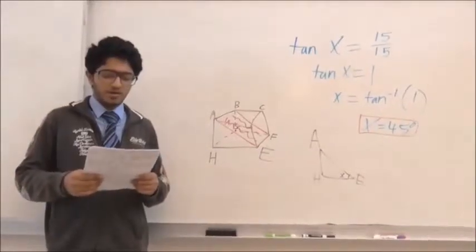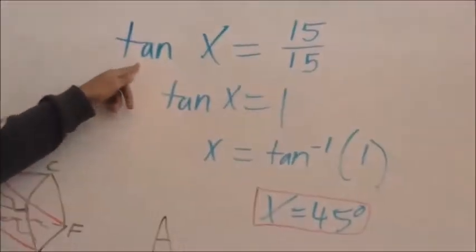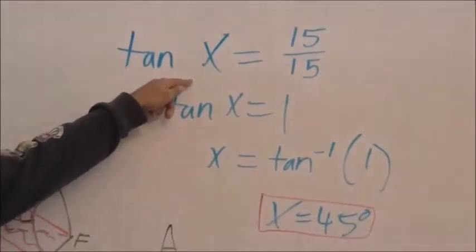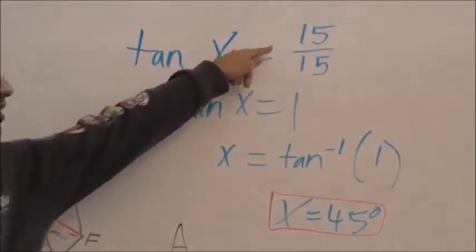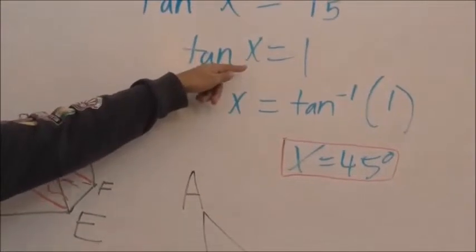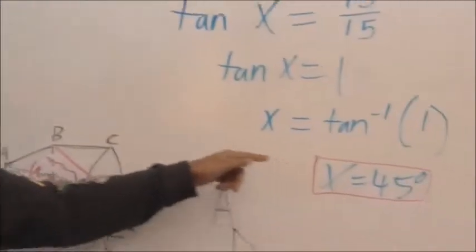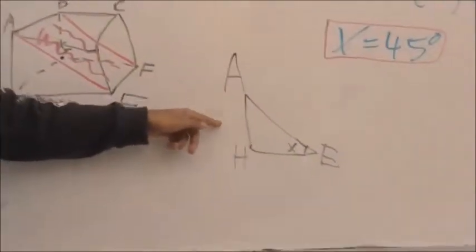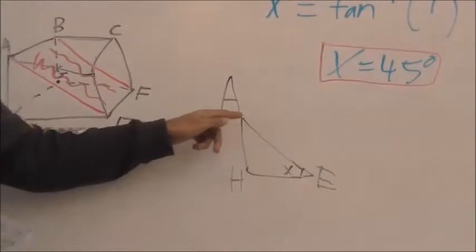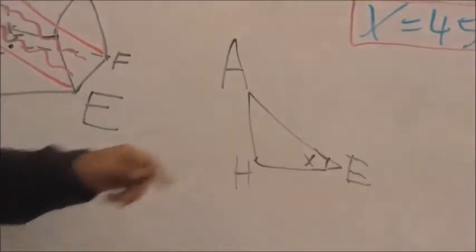Number 5, I have written the answer. You use the trigonometric function tan of x, and because the side lengths are 15, you do 15 divided by 15 to get 1. So tangent of x is equal to the inverse of 1, so x is equal to 45 degrees. But also, it would have been helpful to draw a right triangle like this, and have A, H, and E over here with X over here.